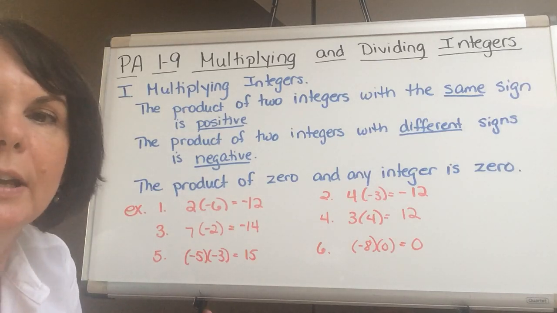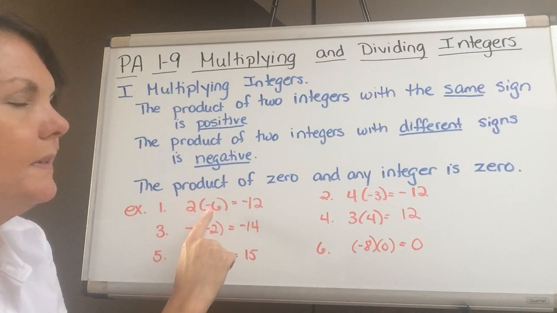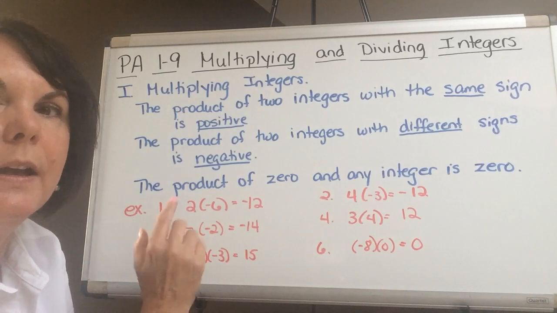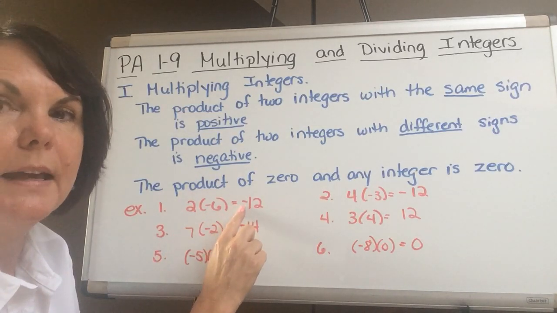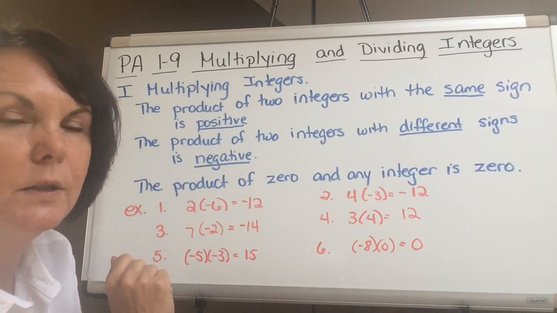Let's take a look at a couple of examples. Number 1, positive 2 times negative 6. Sign first, okay? Positive times negative, they're different, so my answer is going to be negative. 2 times 6 is 12. You'll get the math right, just make sure you do the signs first.